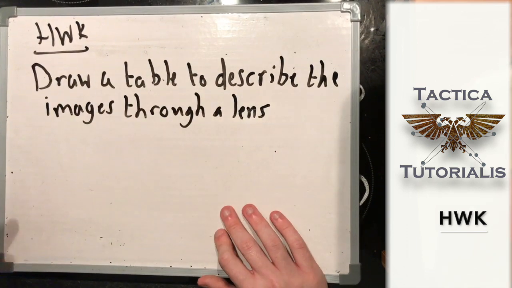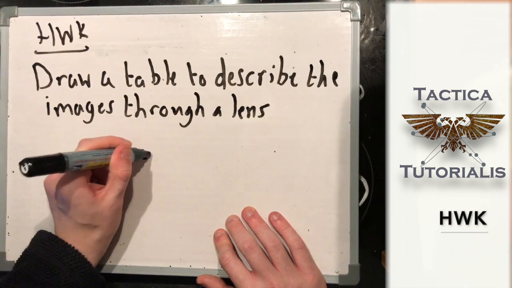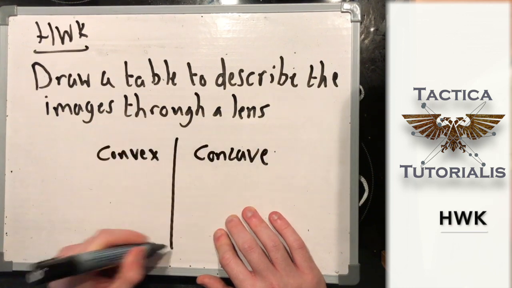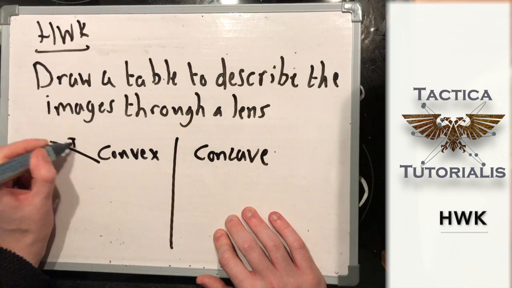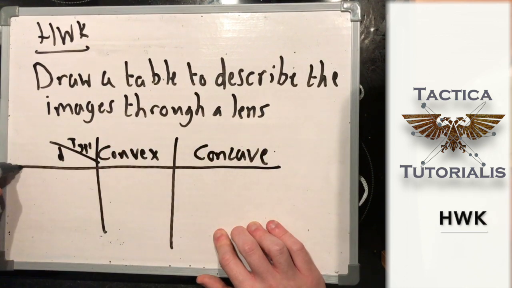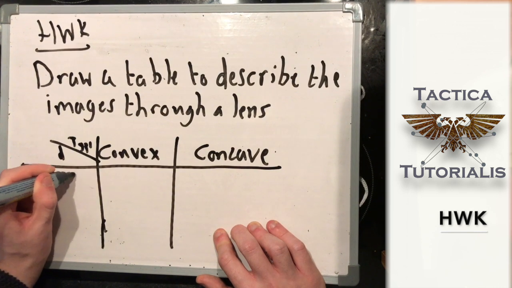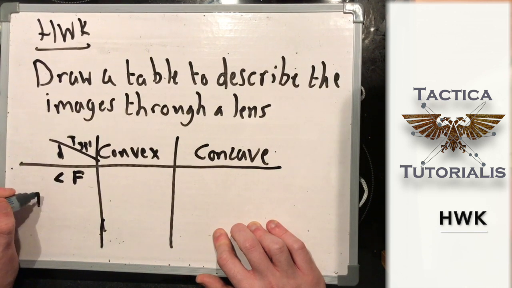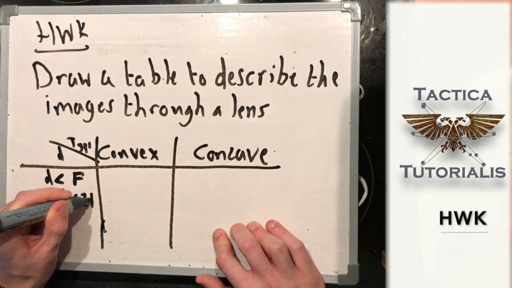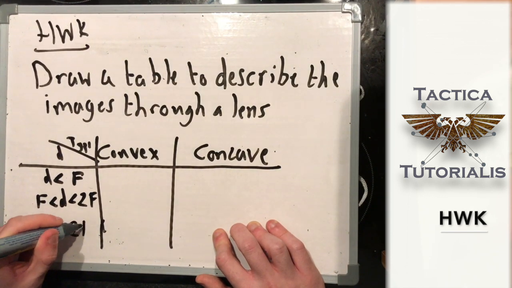So your table should look something a little bit like this. You'll have convex and concave, like that. And I'll just make that type and distance. So you've got the distance from the lens. So you're going to have less than one focal length, focal length less than the distance less than two focal lengths, and distance greater than two focal lengths.